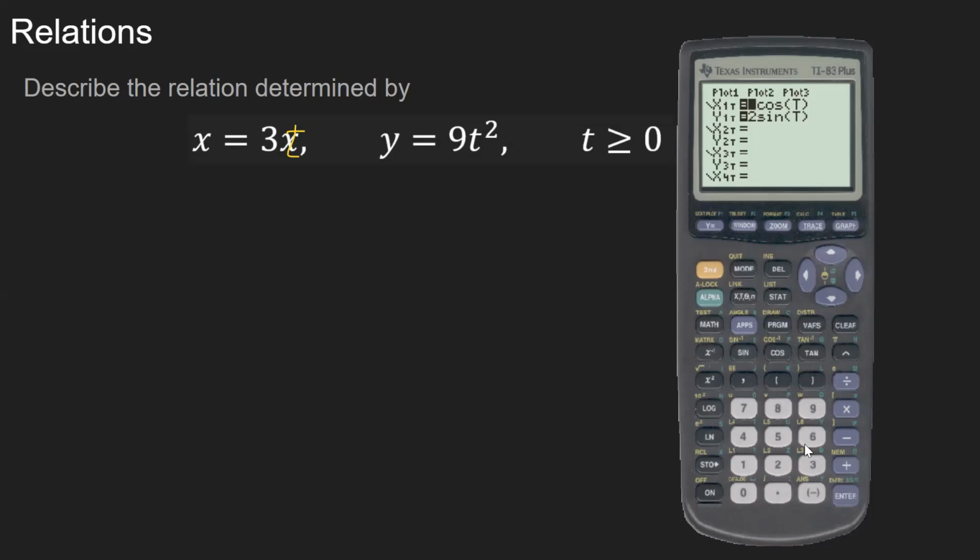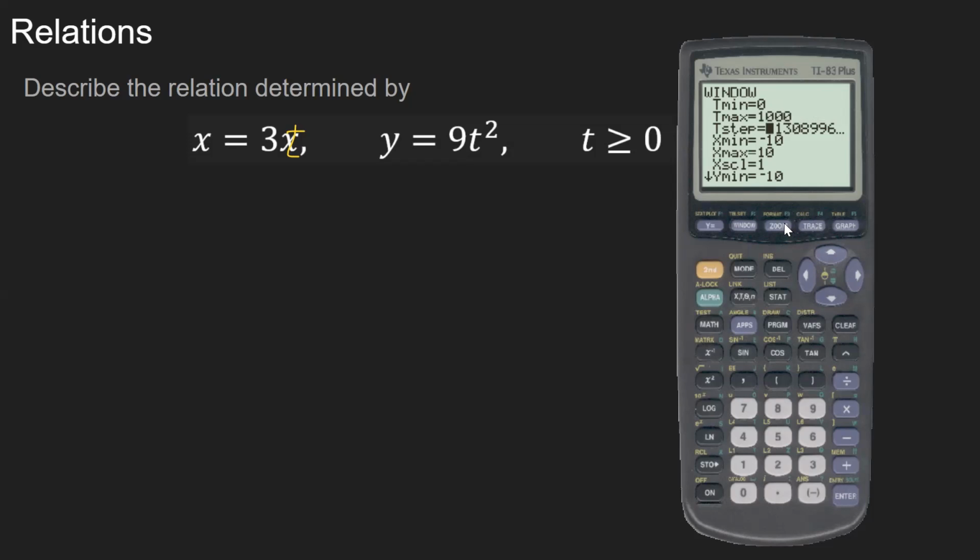The first one you're going to enter is x is 3t. And notice when you hit the x variable, it automatically puts in a t now because we're in parametric mode. Then you would enter 9t squared. Then to set the t interval, you want the t min to start at 0 because this interval starts at 0. And then the max, since t is greater than or equal to 0, that means it goes off to infinity. You can't really put in infinity, so we're just going to put in 1000 for the upper limit.